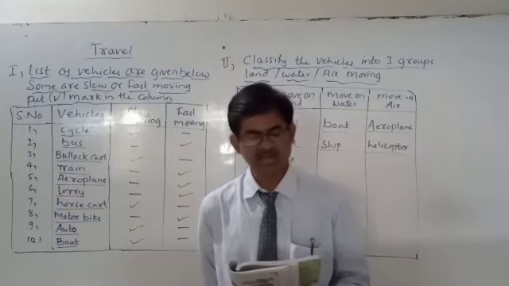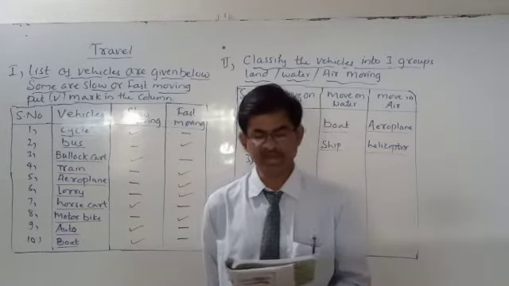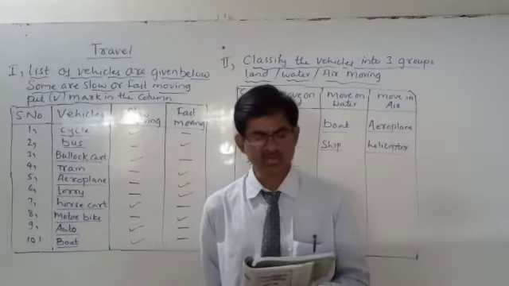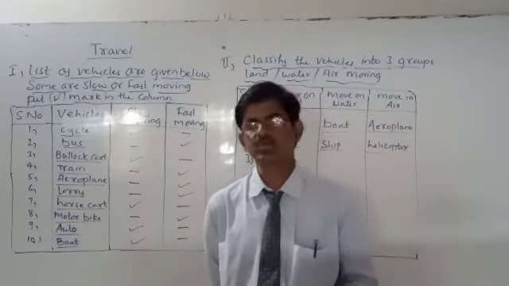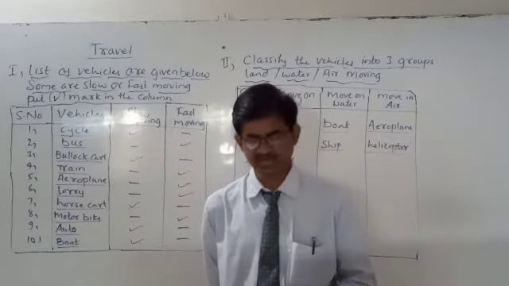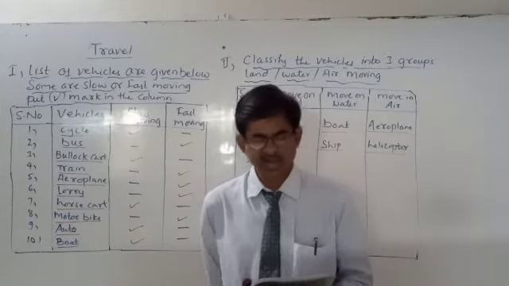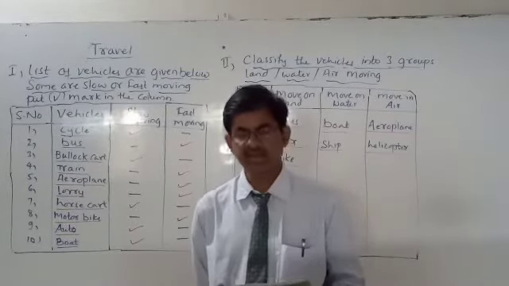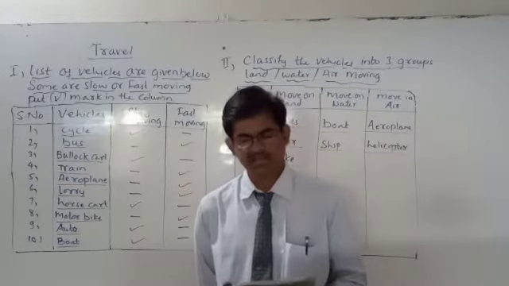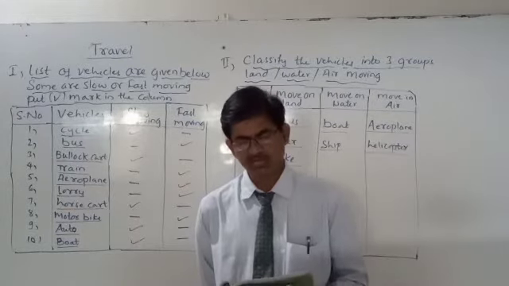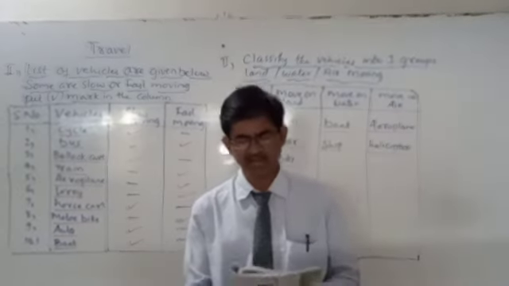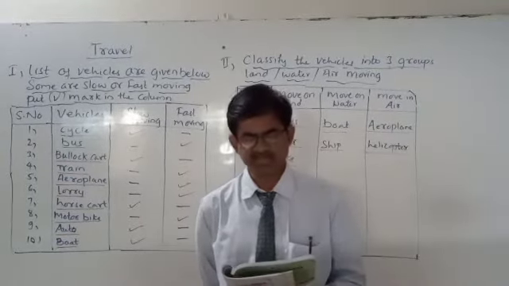Vehicles which move on the land are called land transport. Understood? Some vehicles move on the water, not on the land or air. Some vehicles move only on the water, like boat and ship. They are called water based. And some move in the air, like aeroplane and helicopter. They don't need land or water, they need air. So they are called air based or air transport. Aeroplane and helicopter are examples of air based transport.